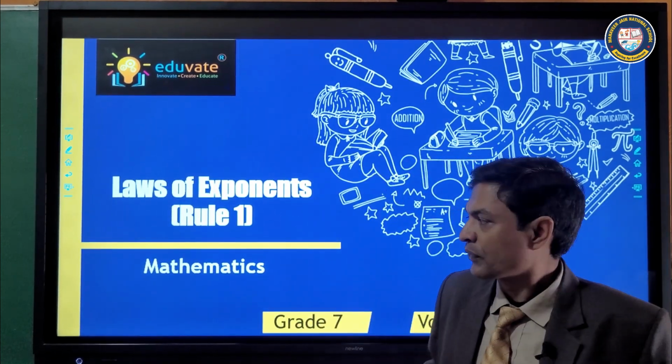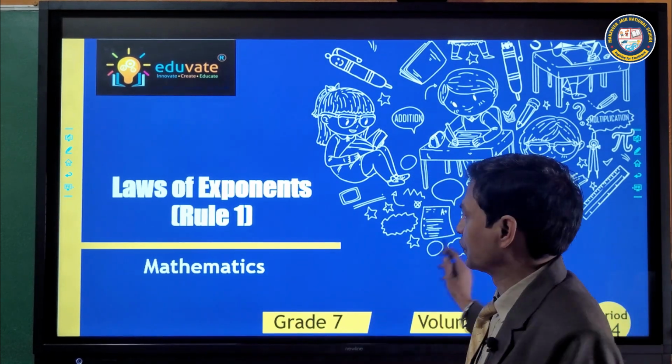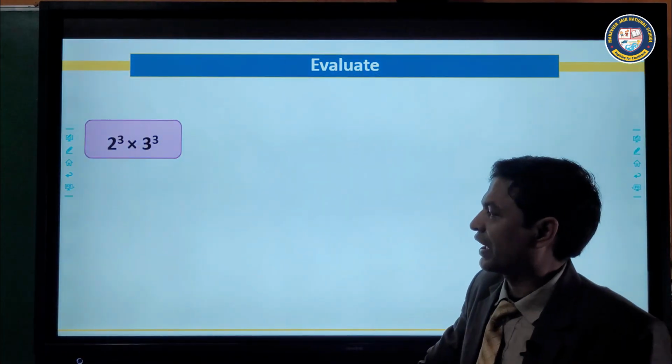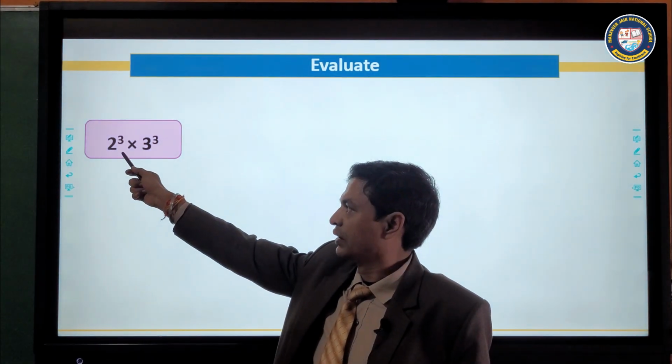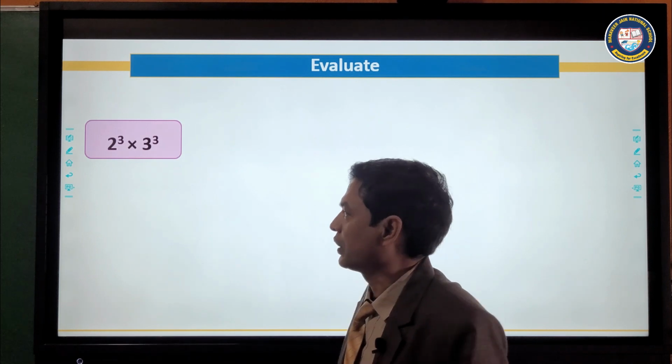In this chapter, we are going to discuss what the various laws of exponents are. Let's take an example. Here we have the numbers 2 to the power 3 and 3 to the power 3.